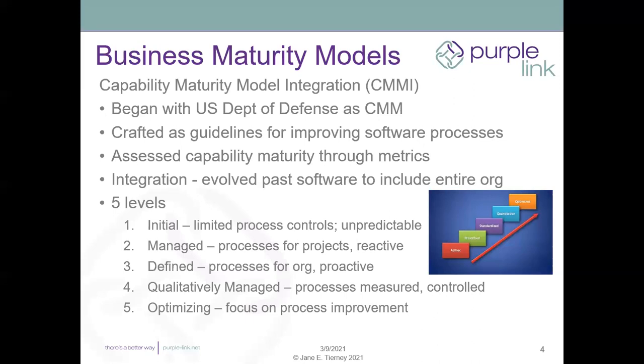you control those processes, and you contribute to the organization in that way. And then finally, 5, at that optimizing level, where you have these processes, you're controlling the processes, and you're going a step further to really focus on process improvement. This is that continuous improvement philosophy and mindset that we want to have in organizations. So when you get to that 5th level of maturity in these business models, that's where you are.